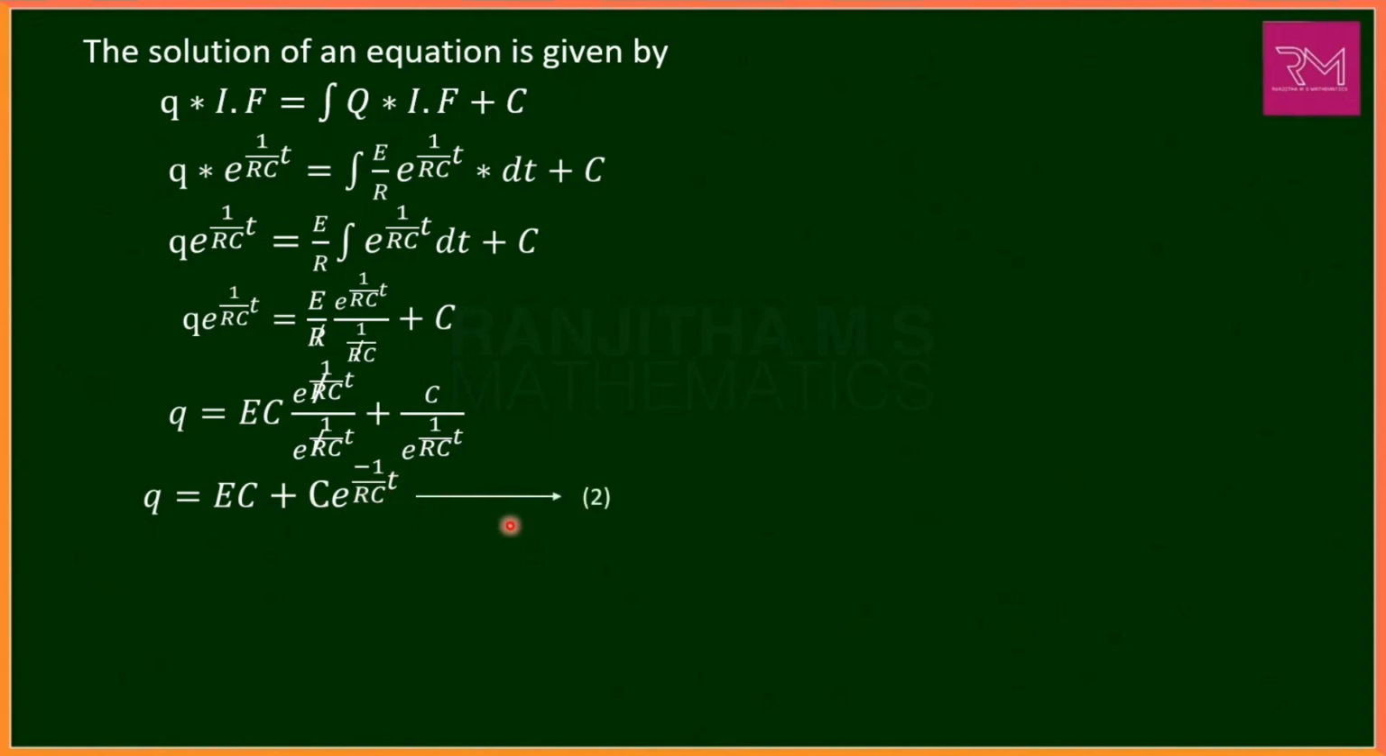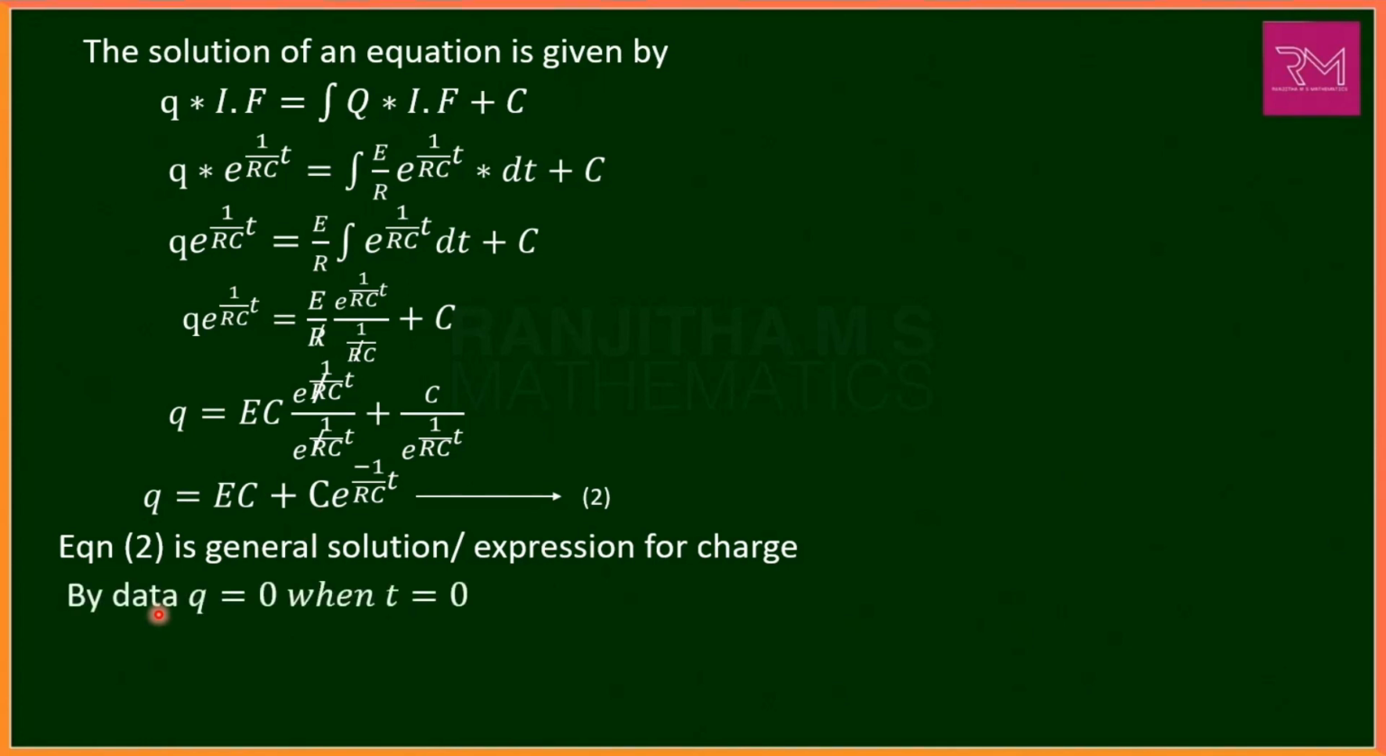Call this equation number 2. Next step, we can conclude this equation 2 is a general solution for charge. Next, we have to remove this c value, for that we have to consider the data. Initially, the charge is 0 at t equal to 0. Substitute t value 0 and q value 0 in equation 2. We get 0 equal to E into C plus c into e power minus 1 by RC into 0. Here, e power 0 is 1. Therefore, we get the value of c as minus E into C.